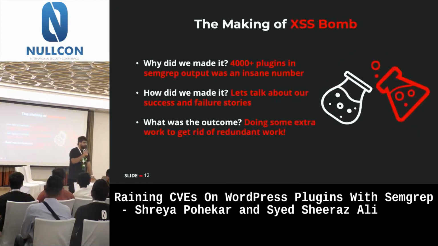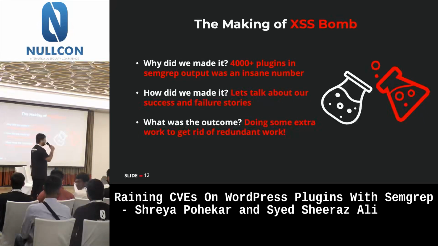But then we wrote an XSS rule, and we ended up finding about 4,000 plus possibilities of XSS. And we kind of gave up on it immediately because it's not easy to do, right? You can't install each and every plugin, look at the source code, and then go back to it, try to exploit it, see if it's vulnerable or not. Doing it all 4,000 times would take, I don't know, years. So we made an XSS bomb.